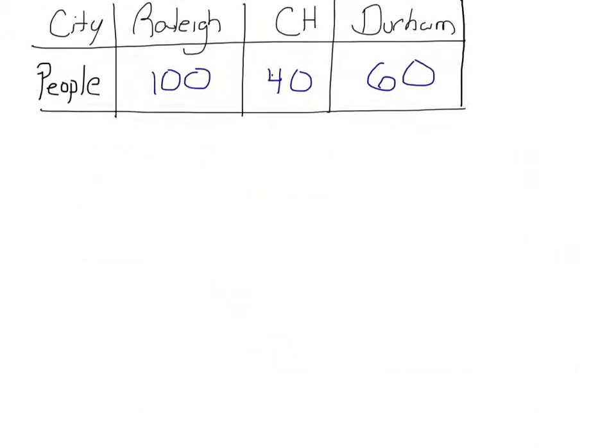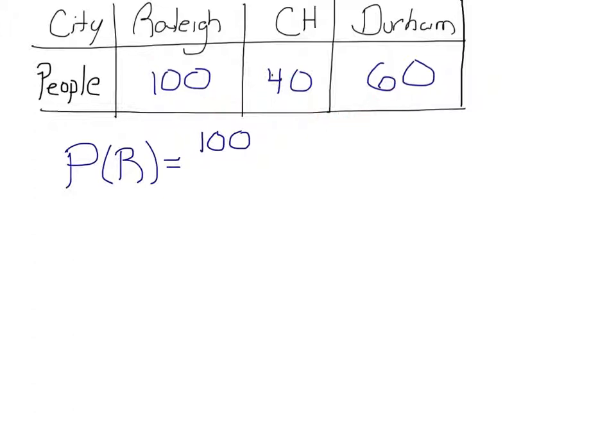Let's consider a case where there was some party, a room full of people, and 100 of them were from Raleigh, 40 of them were from Chapel Hill, and 60 of them were from Durham. Let's go ahead and use our probability notation. The chance that you're from Raleigh we're going to represent as R, so that's our event. The probability that you're from Raleigh is going to be 100 over what? Well, if I add these up, 100 plus 40 is 140, 140 plus 60 is 200.